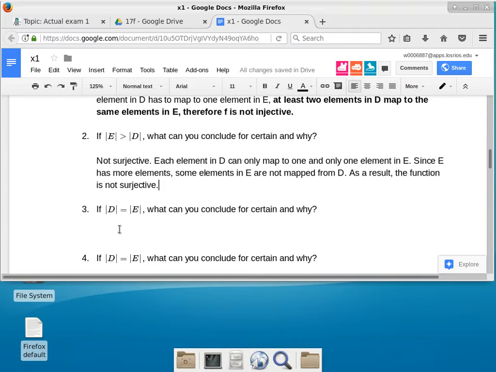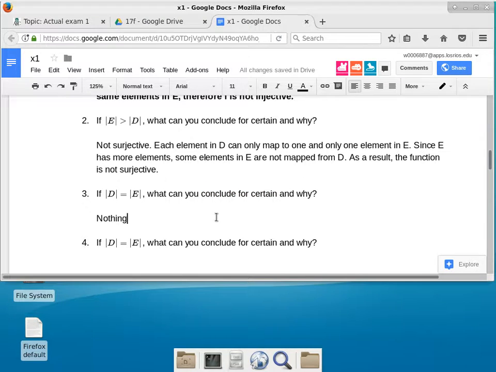How about this one? What if the cardinality of D and E are exactly the same? What can you conclude for certain? Bijective? No, you cannot guarantee anything. Can be, but I'm asking what can you conclude for certain? So nothing can be concluded for certain.